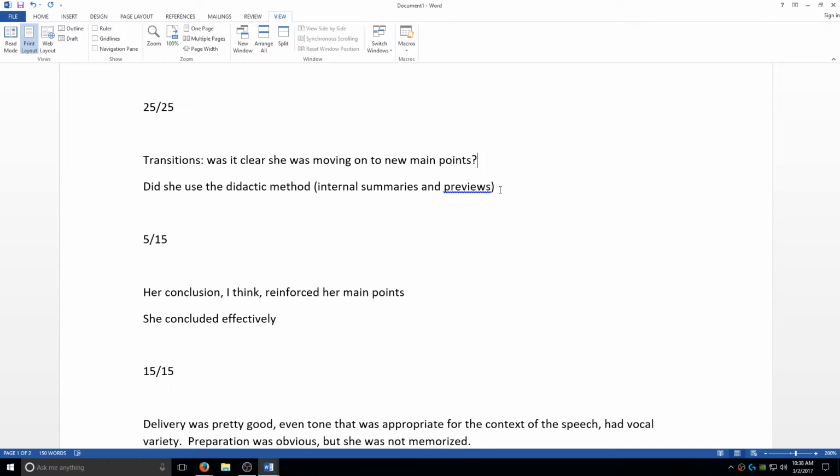She just kind of said next or also or some kind of signpost. She did have a transitionary signpost like next or first or whatever, but she didn't have the internal summaries and previews. So I only gave her partial credit for that. I gave her 5 out of 15. And the reason why it's so low is because I figure that there's three parts, right? A transition, an internal summary, and a preview. She only did one of the three things, so she gets a third of those points. So that's kind of my philosophy on that.